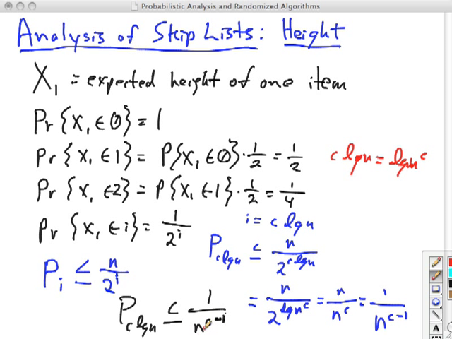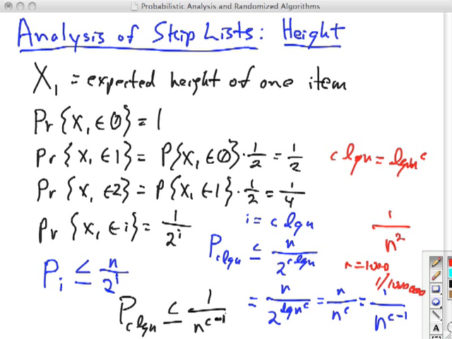So n cubed minus 1 is 2, n squared. So as n gets big, it's going to be bounded by 1 over n squared, which gets very, very small as n gets bigger. For example, if n is equal to 1,000, then the probability of it being higher than 3 log n is 1 in 1 million. A very long shot.